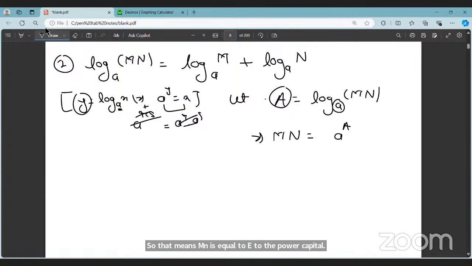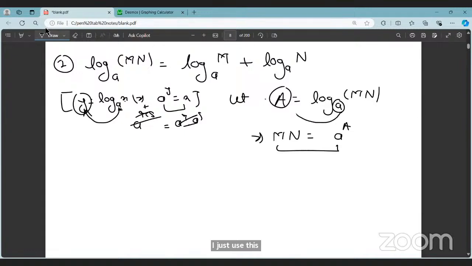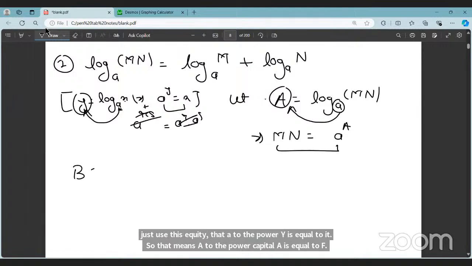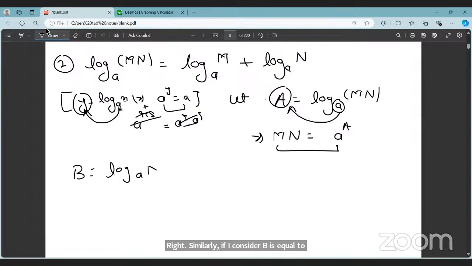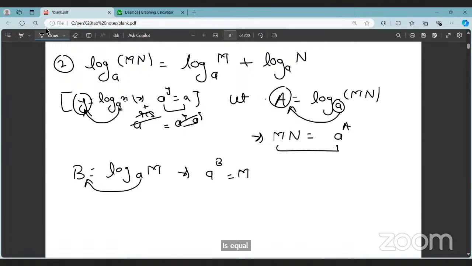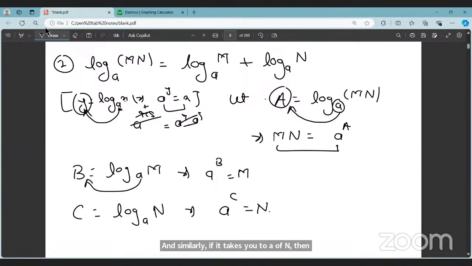Is there any doubt how we obtained this equality? Just use this equality that a to the power y is equal to x. So that means a to the power capital A is equal to mn, right? Similarly, if I consider b equal to log base a of m, then this will imply that a to the power b is equal to m, right? And similarly, if I take c to be log base a of n, then I get a to the power c is equal to n.